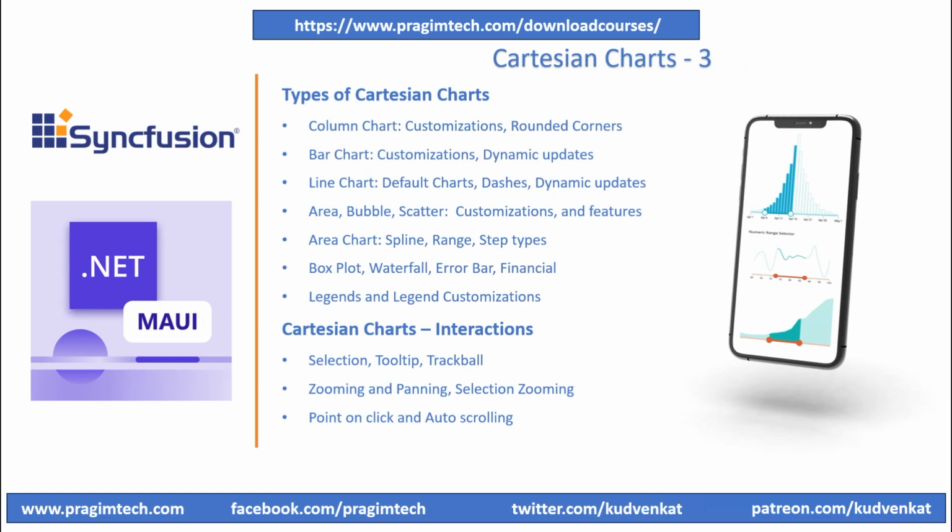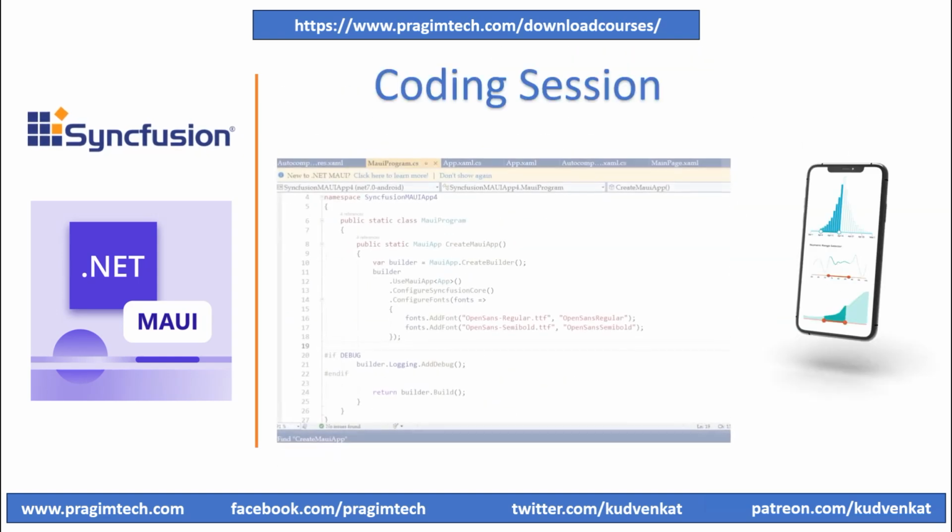In this session, we will continue exploring Cartesian charts and understand advanced features and customizations of Cartesian chart controls. We'll further explore the step line, range, stack column, scatter, range bar and other charts. We'll also look over the available features such as selection and trackball. Let's now switch to the coding session and get going.